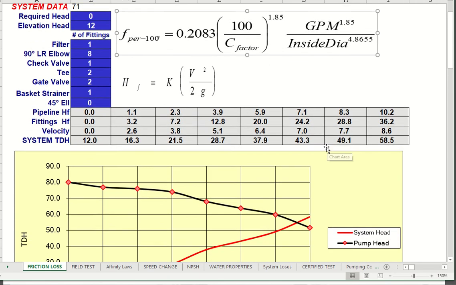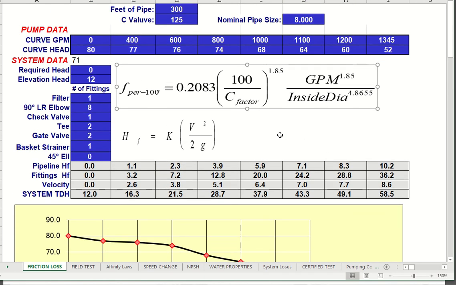I want to keep those two terms in mind because we're going to take a look in the next video at how the smart pump control system works and how the pump works inside of the system head curves that we're looking at.